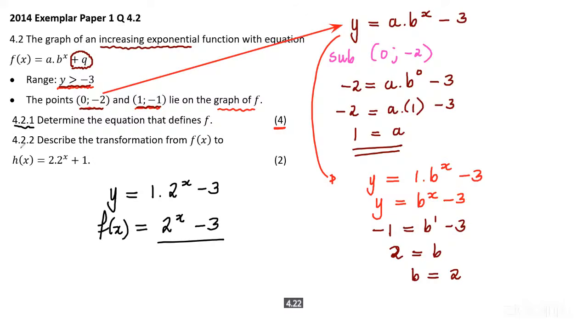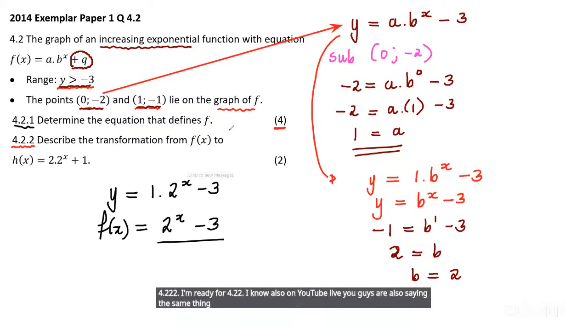4.22. I'm ready for 4.22. I know also on YouTube Live, you guys are also saying the same thing. I've got your back. 4.22. I'm ready. Let's take this out.